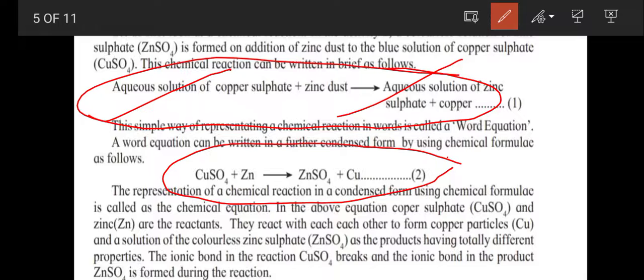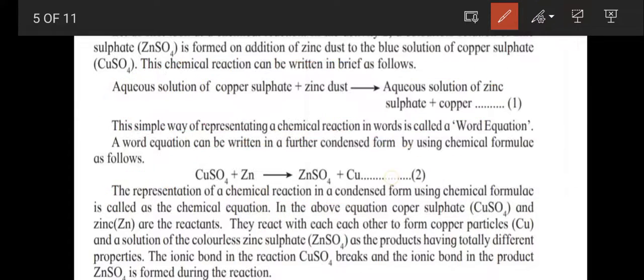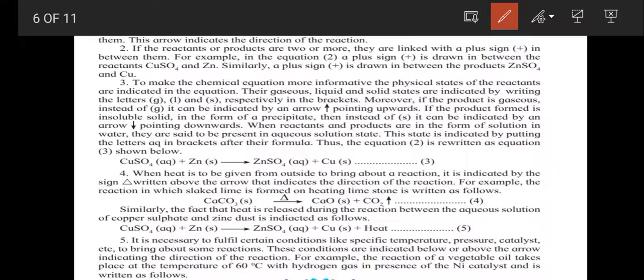So the representation of the chemical reaction in the condensed form using the chemical formula is called the chemical equation. If they ask the question what is meant by the chemical equation, that time you have to write this and write one example. In the above equation, copper sulfate and Zn are the reactants, and ZnSO4, zinc sulfate, and the copper are the products. So this one is about the chemical reaction and the equation.